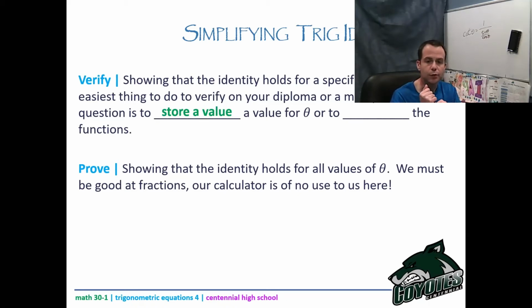But if it's a multiple choice question, I would even just store your value in your calculator, and then you can just type it in your calculator. The store feature on your graphing calculators: if you're a Casio, it's the little arrow pointing to the right underneath the tan button. And if you're a TI, it's the STO button, which is on the left side near the bottom of your calculator, okay?